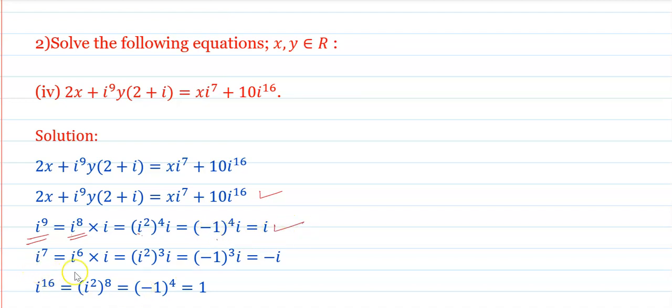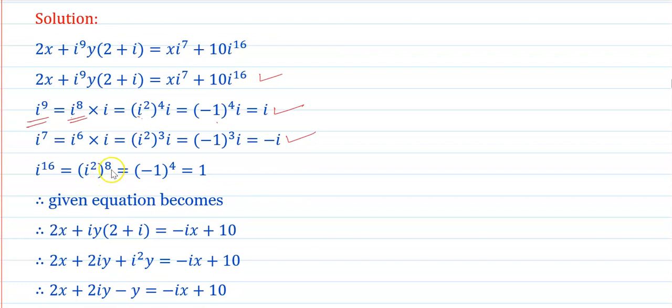i raised to 7 means what? i raised to 6 into i. i raised to 6 means what? i square bracket raised to 3. But i square is minus 1. Minus 1 raised to 3 means what? Minus 1. Minus 1 into i, you will get here minus i. i raised to 16 means what? i square bracket raised to 8. i square is minus 1. Minus 1 raised to 8, you will get here 1.